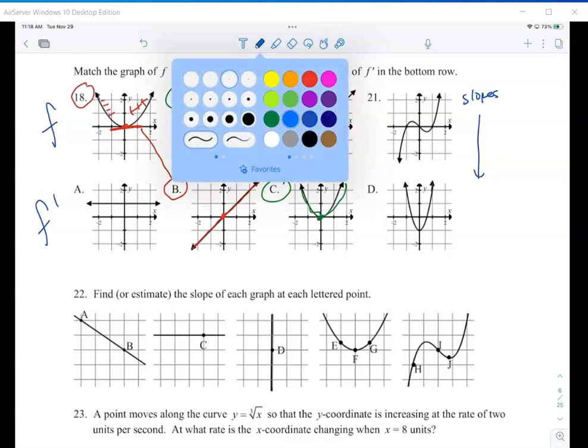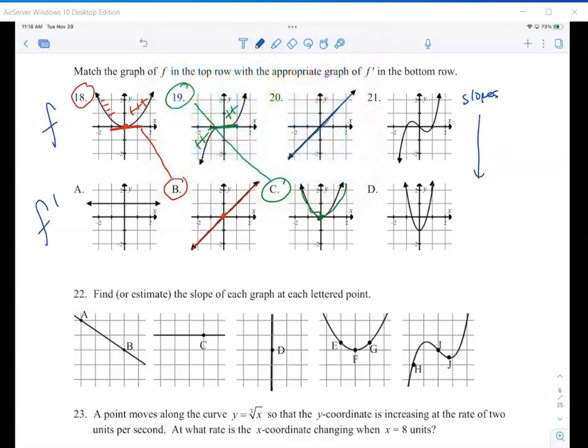This is a pretty easy one because look, it's a straight line. In fact, I think it's just the line y equals x. And what would the derivative of that be? 1. Right? So 20 is A. Because they're constantly positive slopes, but there's no curving of it, so it's a single number slope.